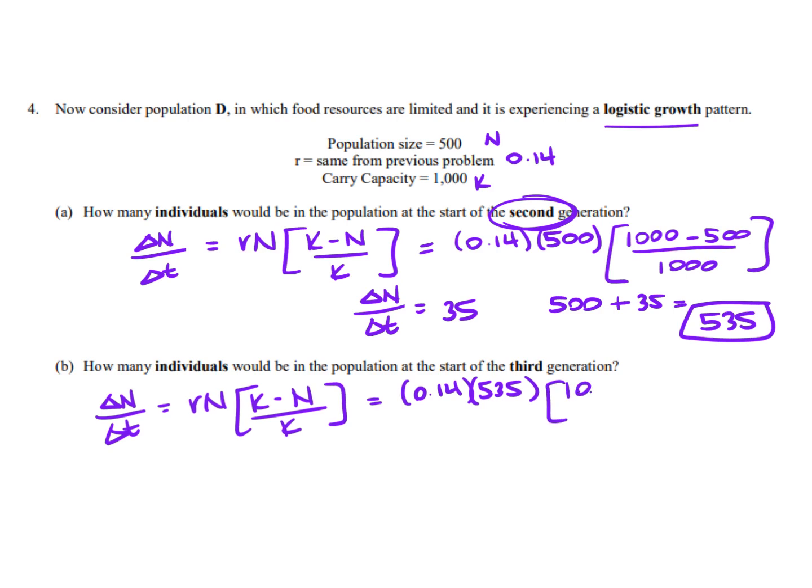So I'm going to do 1,000 minus 535 over 1,000. And when you do all this math, you actually get a delta N over delta T that is also about 35. So if you took a shortcut and you just did 535 plus 35, you would have still gotten the correct answer, which is that this next generation is going to be 570.